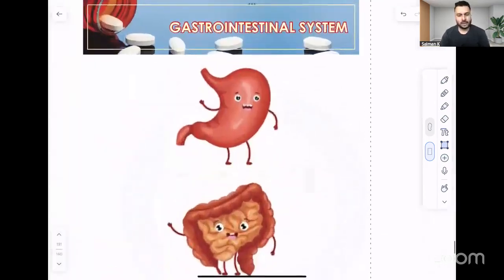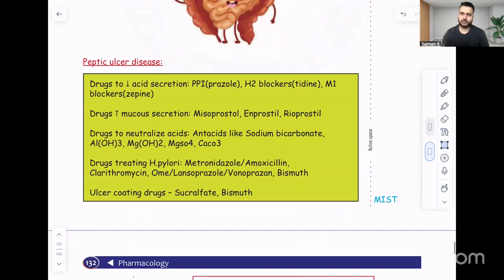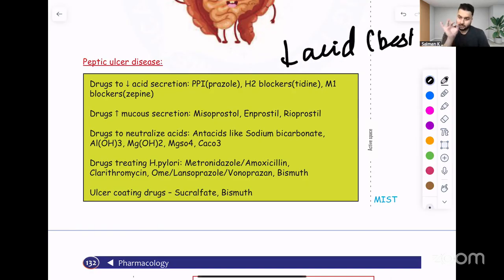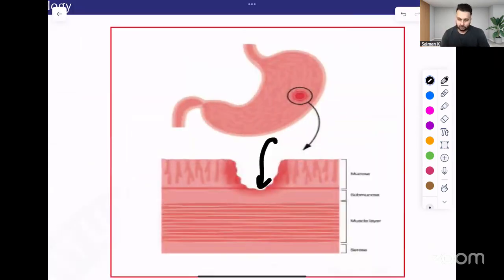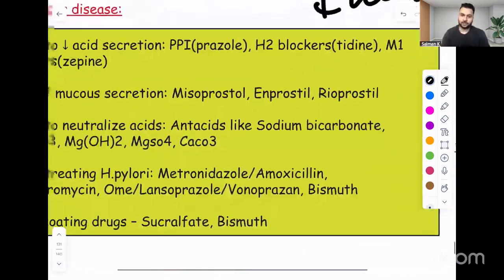Next is something called the gastrointestinal system, GIT. This is where you got your main thing, that is peptic ulcer disease. When you talk about peptic ulcer, what may they end up asking? What do you do when it comes to peptic ulcer? Our aim is to reduce the acid first. That is the best thing to do, because when the acid touches your inner layer, it causes pain. So first you reduce the acid itself. That's my aim in the treatment. For that, I need to give you PPIs, etc.